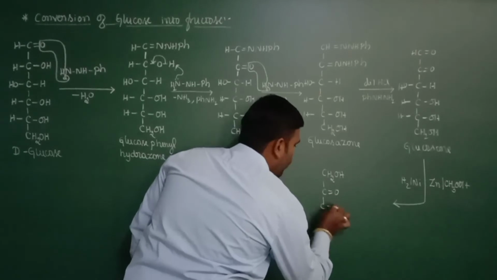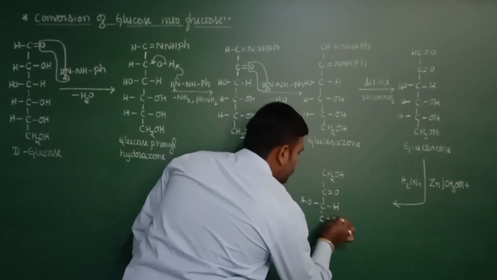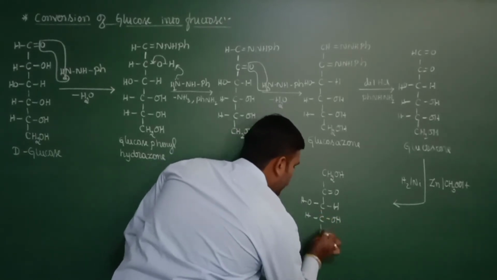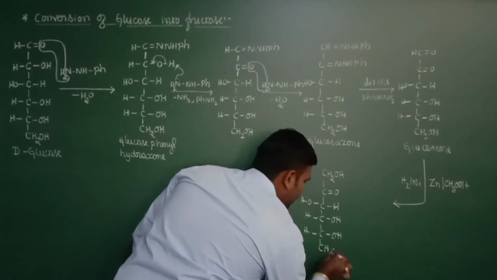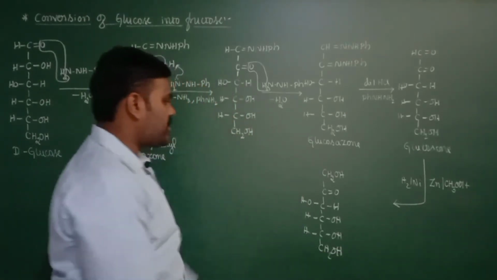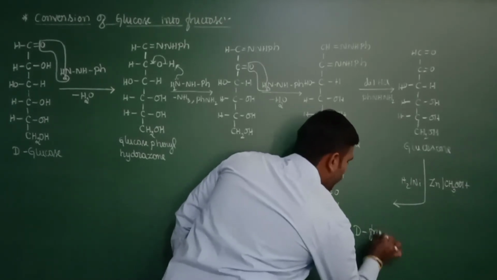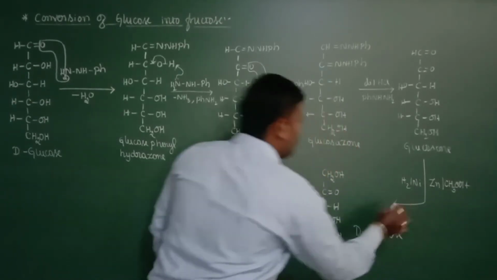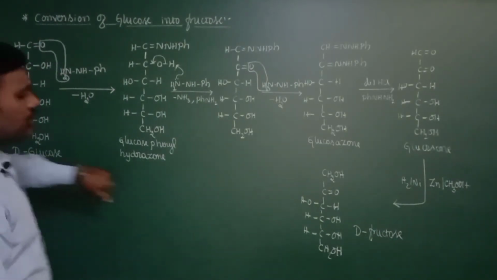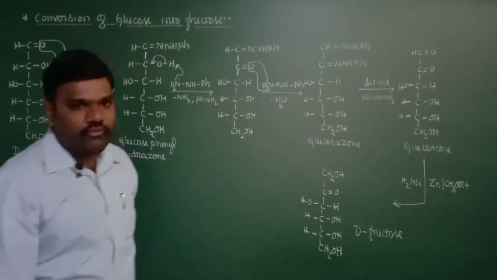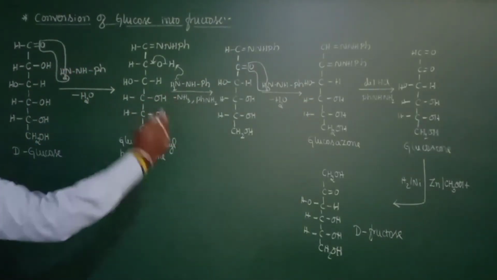C double bond O, C, H, OH, and at the fourth position, fifth position, and at the sixth position we'll be having CH2OH, and that's the material we required. It is D-fructose, and this is the way how we can easily convert one molecule of D-glucose into a molecule of D-fructose. This is the detailed pathway for the conversion of glucose into fructose.